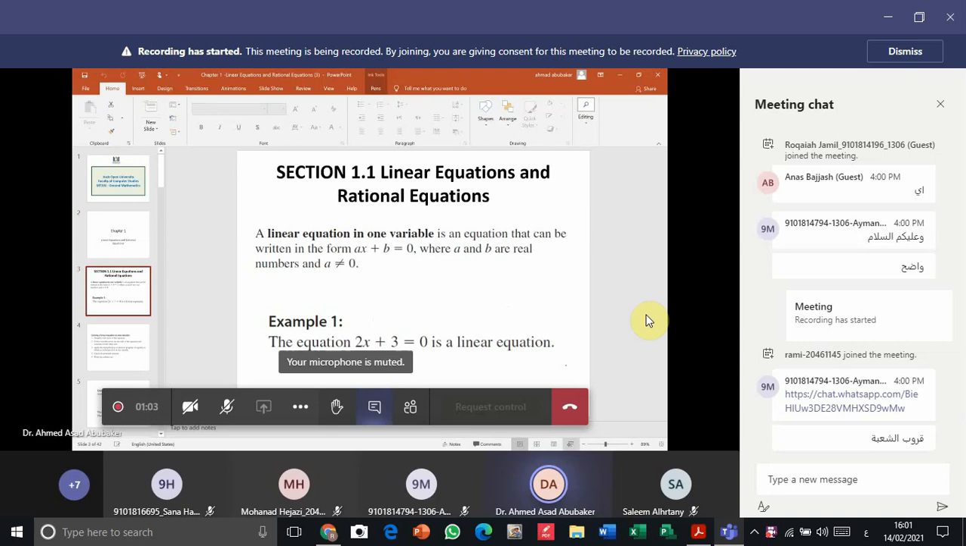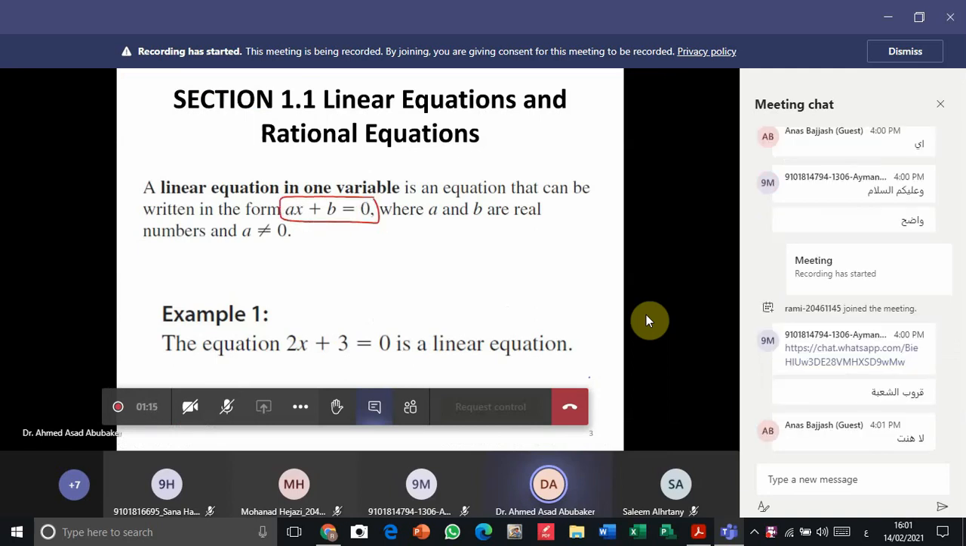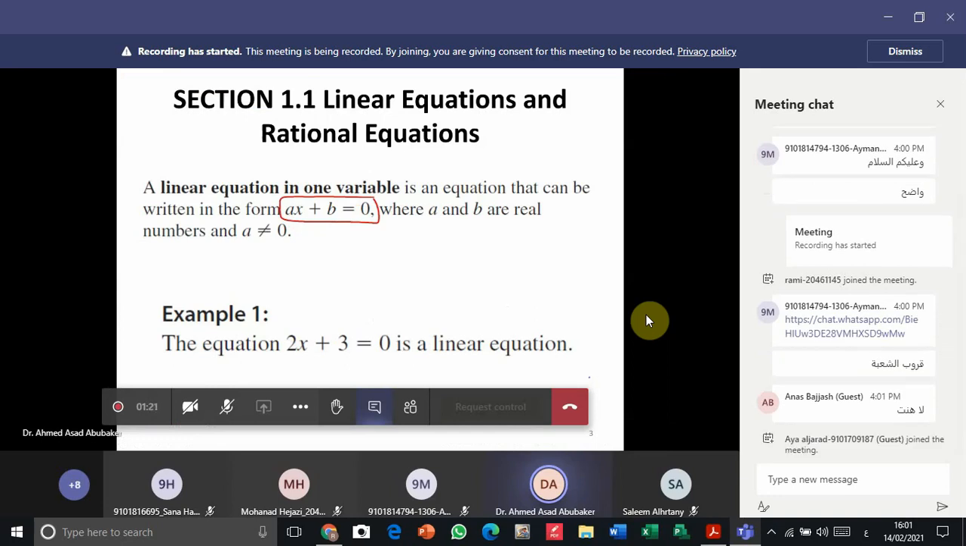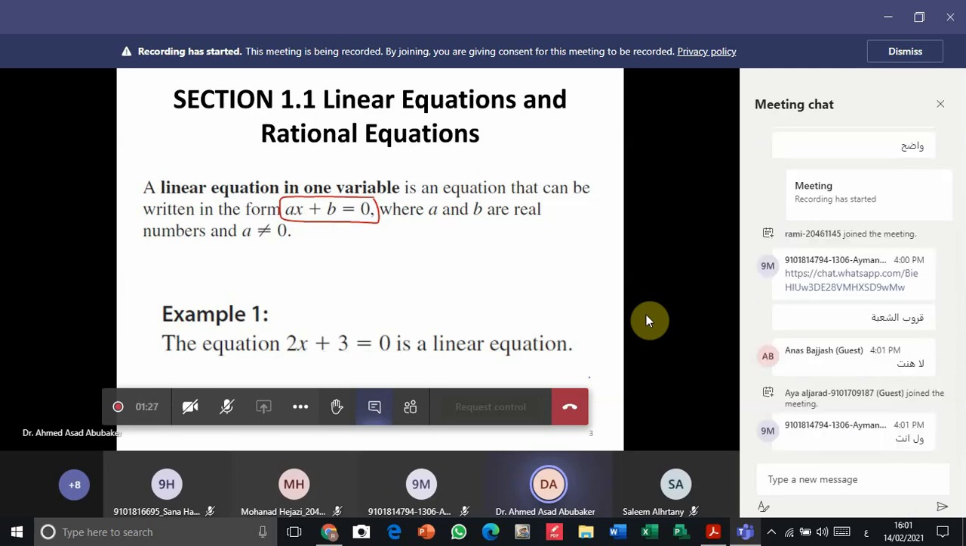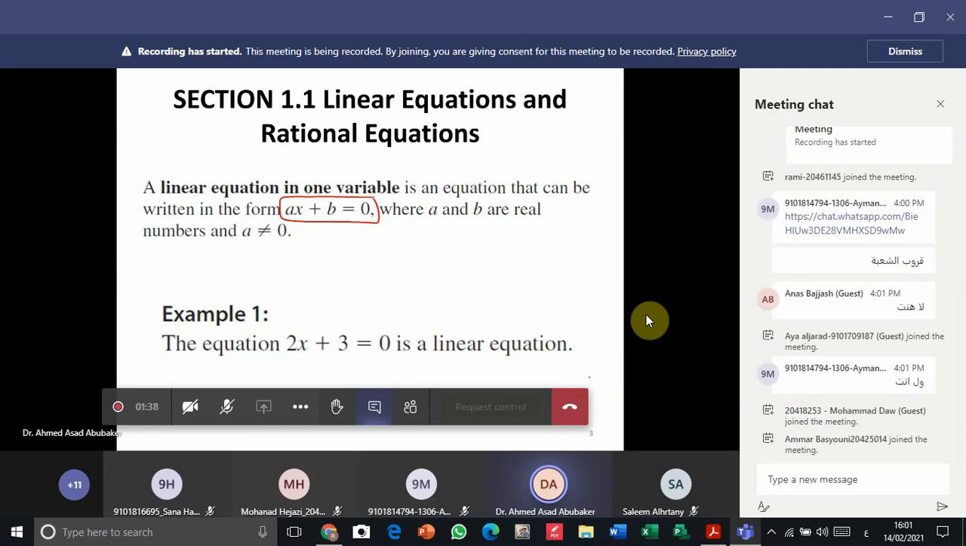Look at this. A linear equation is denoted by ax plus b equals 0. In a linear equation, we have x to the power 1. We don't have x squared, or x in the denominator, or x in an absolute value, or inside a radical. It is just ax plus b equals 0, where a and b are constants and a is not equal to 0.